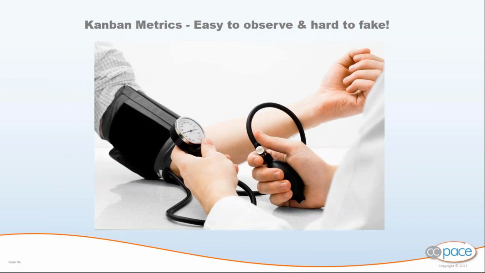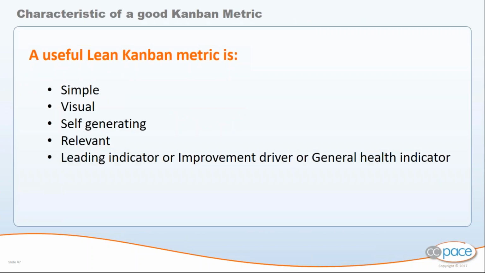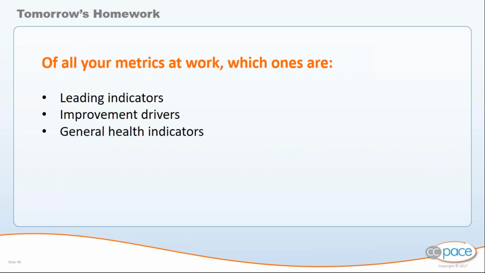Kanban metrics. What's nice about the Kanban metrics is that they're easy to observe and they're hard to fake. They're visual, simple, self-generating, relevant, and are either a leading indicator, an improvement driver, or a general health indicator of your economic system, which is a Kanban system. So tomorrow at work, you can ask yourself, which of my indicators are leading indicators that are going to predict my future performance in the next week, month, or quarter? Which ones are improvement drivers? And which ones are general health indicators? And you'll be surprised as to how many you could find.